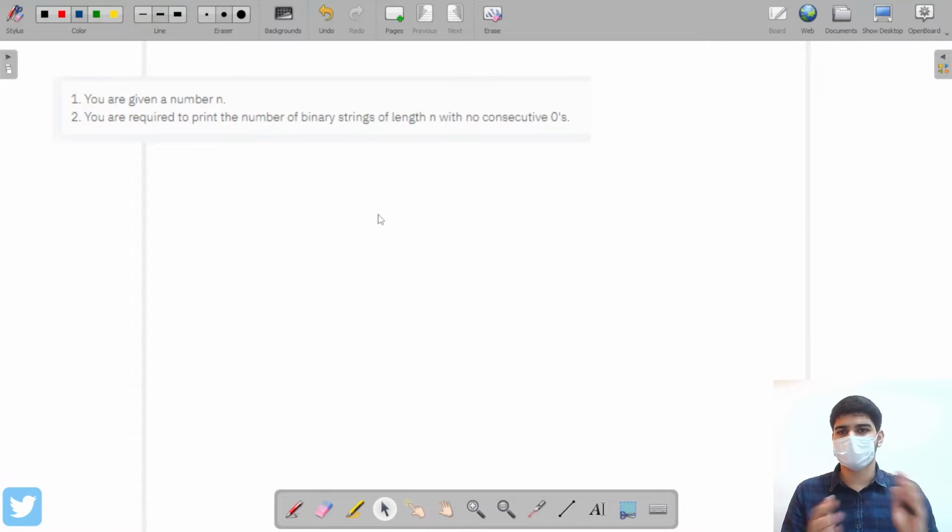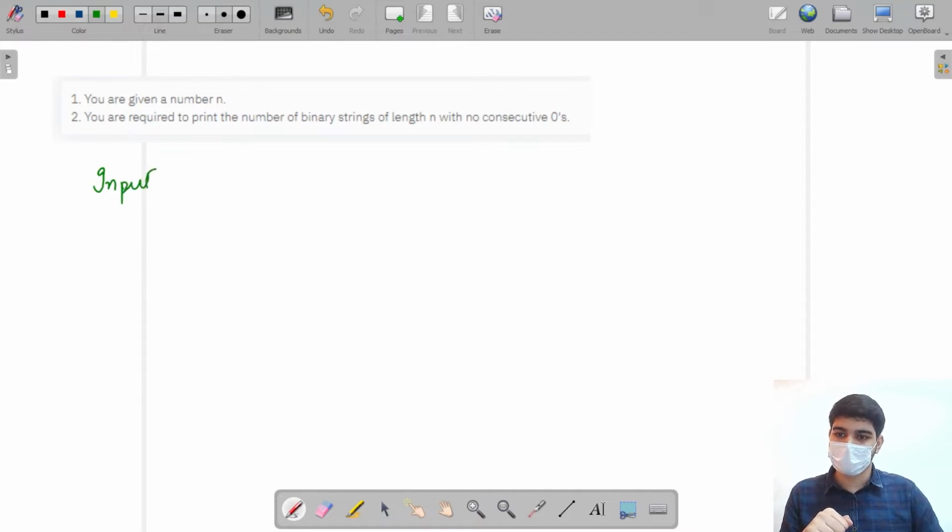So what does the question mean? It says that we have to print the number of binary strings that are possible of size n, which would be the input, such that they have no consecutive zeros. To understand this a bit better, let's take a sample input case.